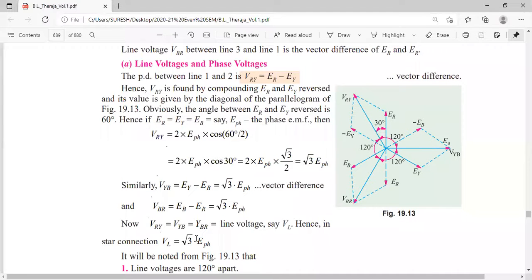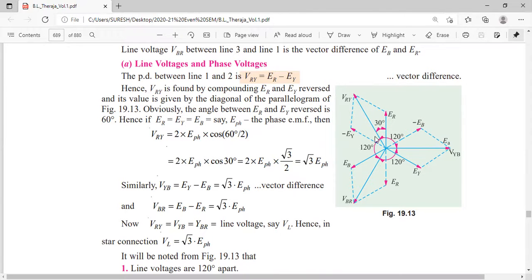Please unmute your mic and you can respond. Line voltage is equal to root 3 times of phase voltage. Then what is the relation between line current and phase current in star connection? What is the relation between IL and I phase? IL is equal to I phase. VL, line voltage, is equal to root 3 times of phase voltage.